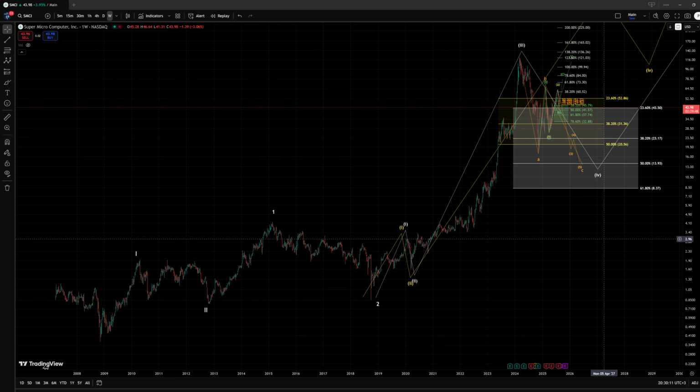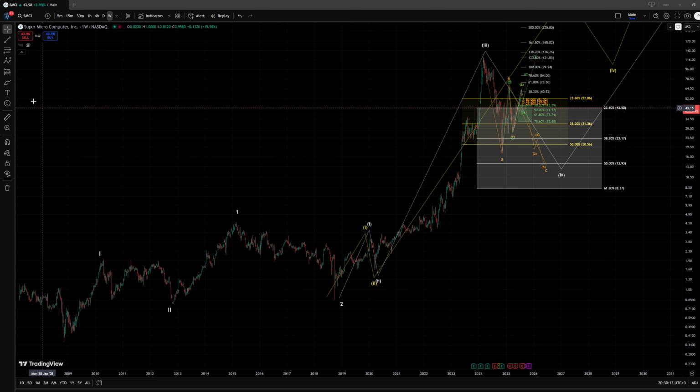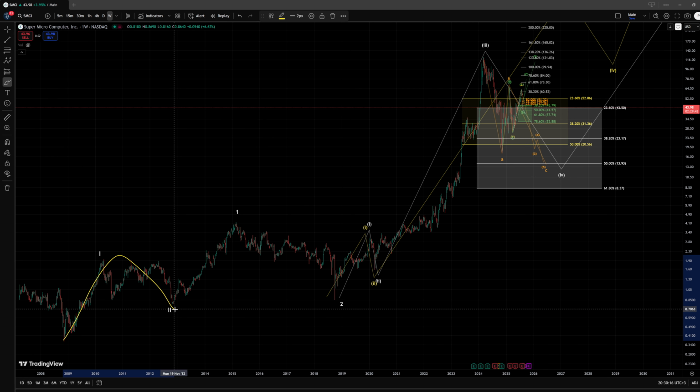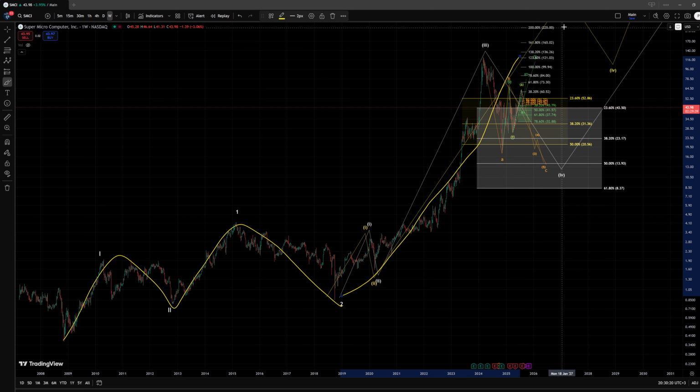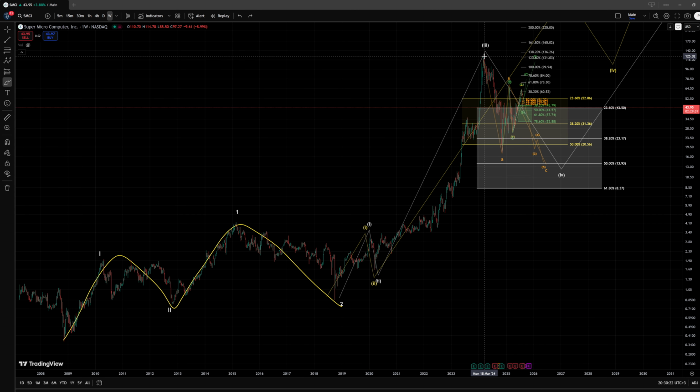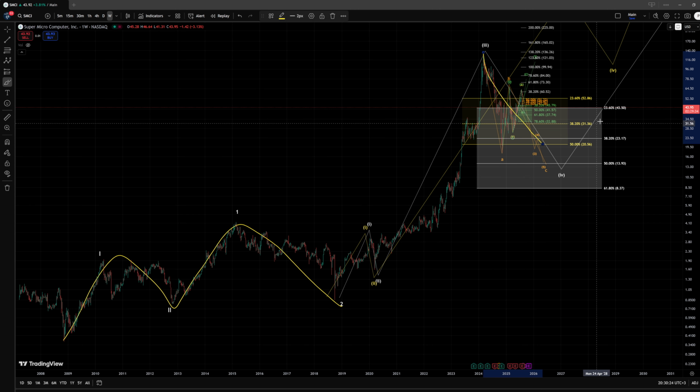In this video we are looking at Super Micro Computer, and here on this chart we have been tracking this as a 1-2-1-2 setup. Then we have been focusing on this movement to the upside that has developed, and specifically the correction that has developed and quite likely still is developing.